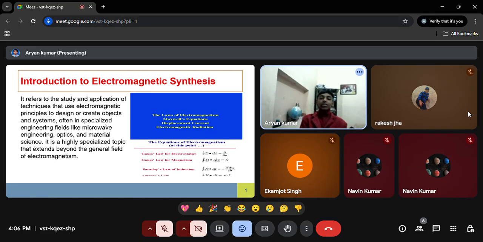Introduction to electromagnetic synthesis. It refers to the study and application of techniques that use electromagnetic principles to design or create objects and systems, often in specialized engineering fields like microwave engineering, optics, and material science. It is a highly specialized topic that extends beyond the general field of electromagnetism.